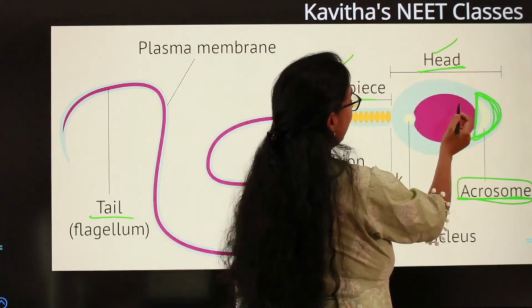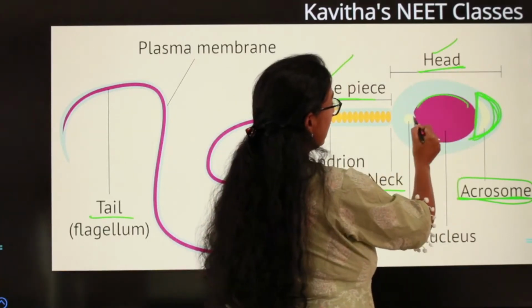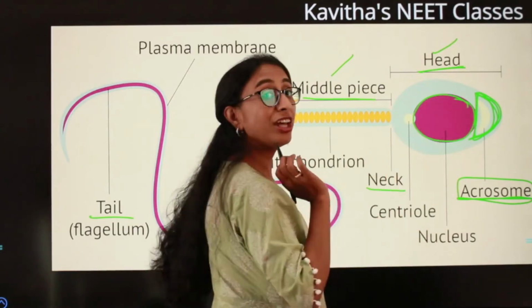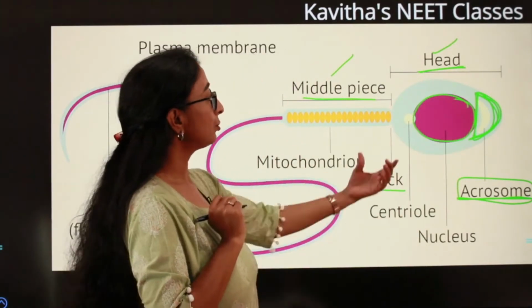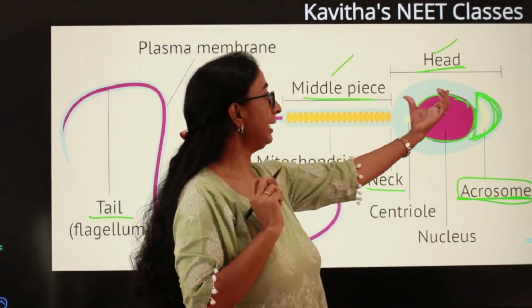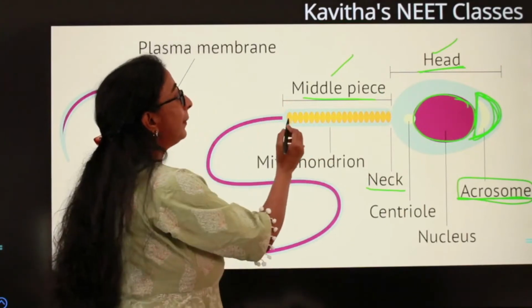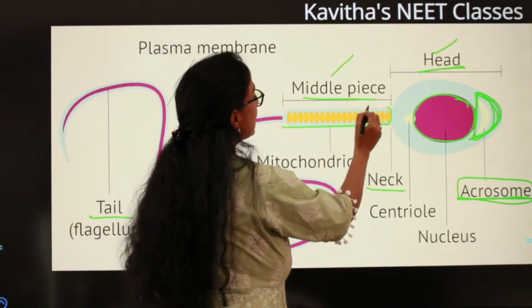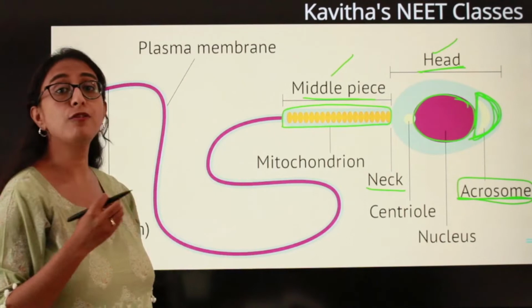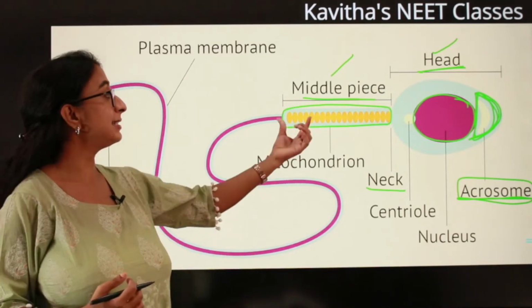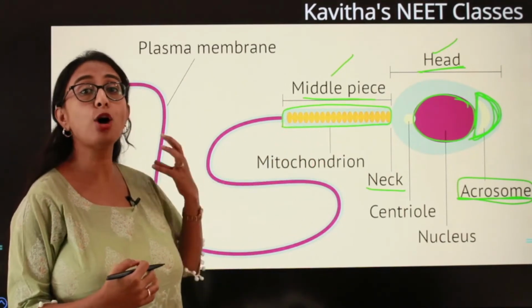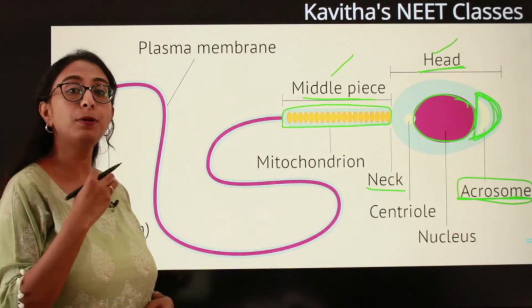Next comes the head. The head contains the nucleus which contains the genetic material. So the second important part is the head, and the next one is the middle piece. The middle piece is composed of a huge number of mitochondria, and it is these mitochondria which give the enormous energy for the sperm to move.